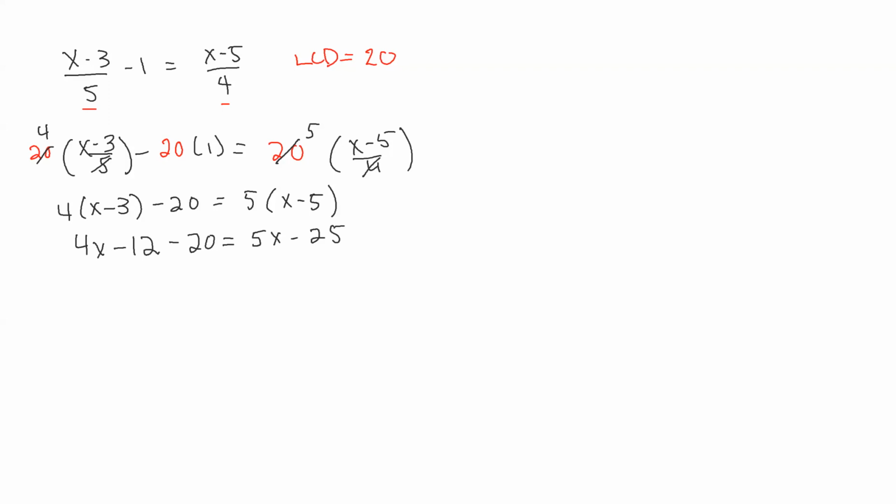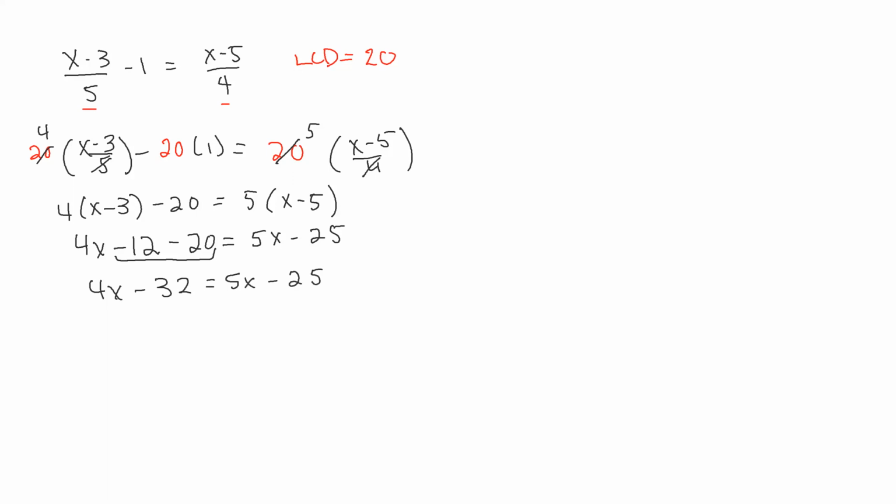The left-hand side does need to be simplified. If you look here, -12 minus 20, we need to combine that into a single term. So I get 4x minus 32. So -12 minus 20 is -32. And then I get 5x minus 25.